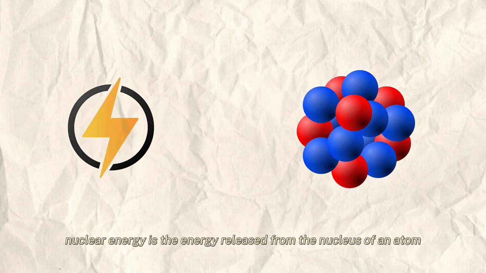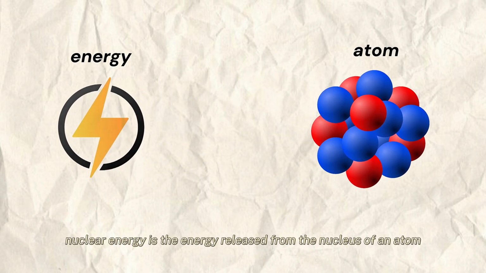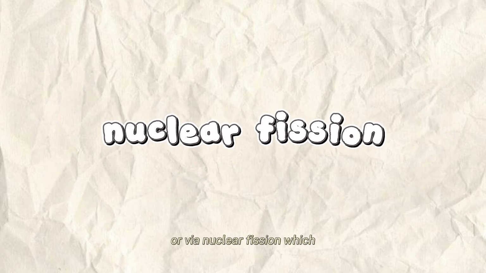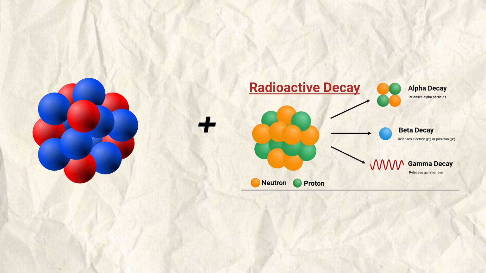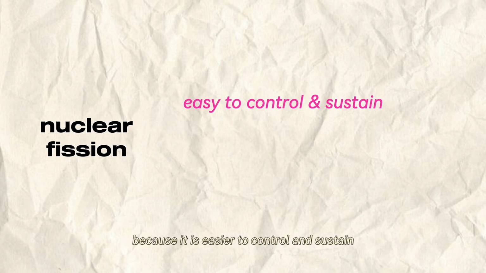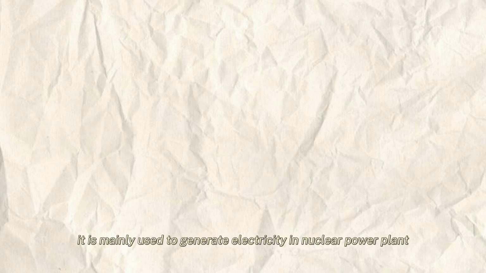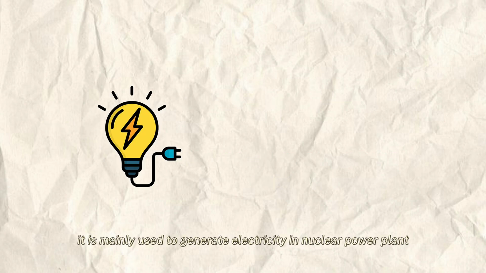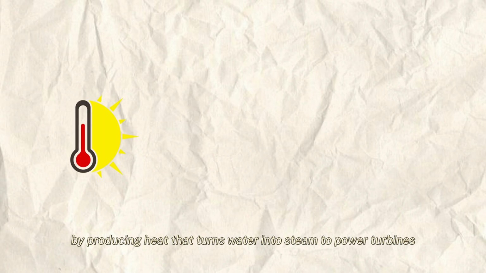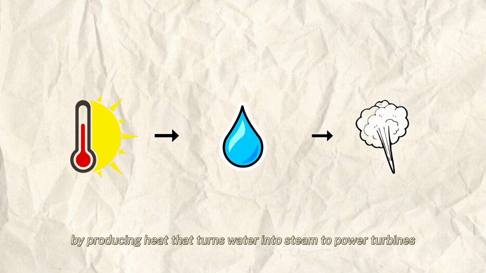Nuclear energy is the energy released from the nucleus of an atom through a process called nuclear fission or via nuclear fusion, which happens when combining light atoms, and radioactive decay. Although the most popular process is definitely nuclear fission because it is easier to control and sustain, allowing for mature commercial power generation. It is mainly used to generate electricity in nuclear power plants by producing heat that turns water into steam to power turbines.